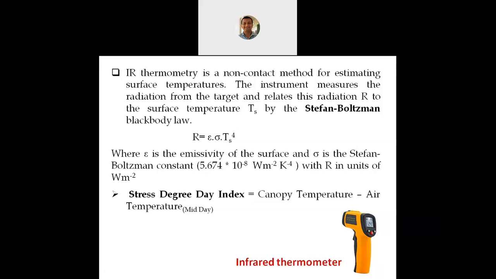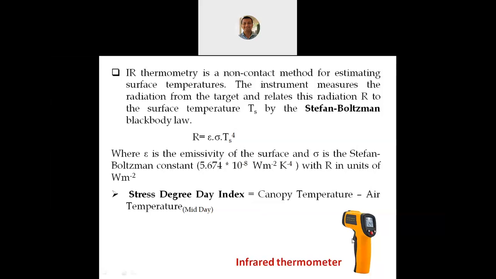Now, the difference between the canopy temperature and the midday air temperature gives us an idea whether the plant is under stress or not. If this difference value is negative, that means the plant is not under stress. Whereas if the difference between canopy temperature and air temperature is positive, this shows that the canopy temperature is higher than air temperature, which is indicative of the fact that the plant is under some kind of stress.